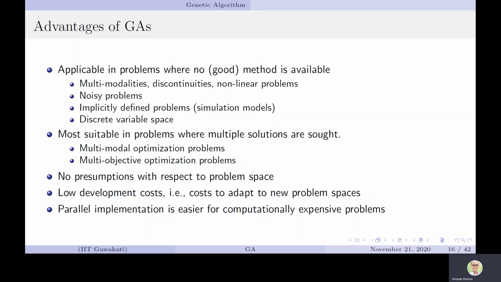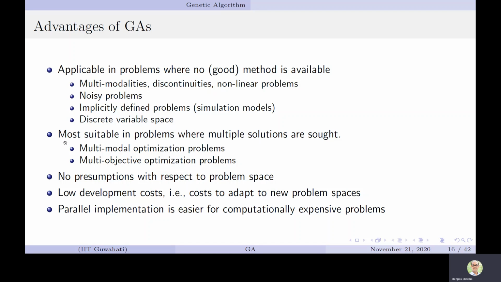So in this situation, genetic algorithm is good because it doesn't need any kind of gradient information. If it is a discrete variable problem, GA can very well handle such kind of problem. So as you can see, there is a large class of problems GAs can be used efficiently to find the optimal solution.